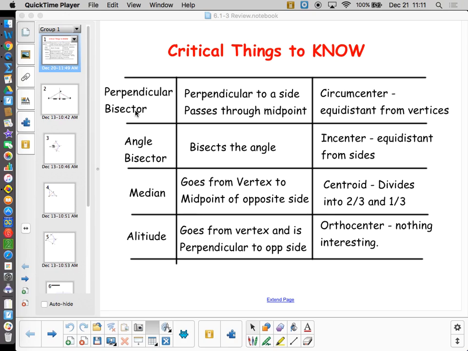Starting with this slide, you probably want to pause the podcast and get these notes written down, because this is obviously critical information that you need to know. A lot of the vocabulary goes along with this section. You also should probably know the theorems that are associated with this section.